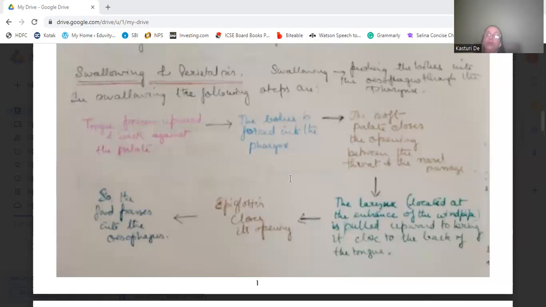Now the epiglottis closes its opening. The larynx is pushed up, and now the epiglottis will close the opening. This opening is known as the glottis, which the epiglottis covers. Epi means above, so above the glottis there is a membrane-like structure that will close the glottis.